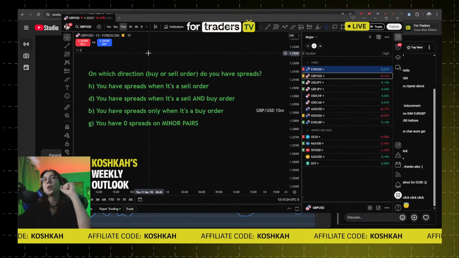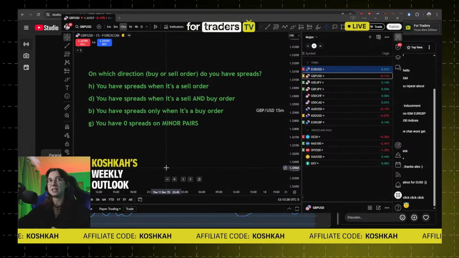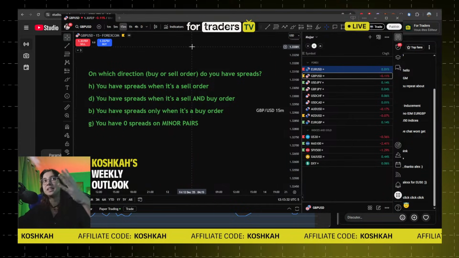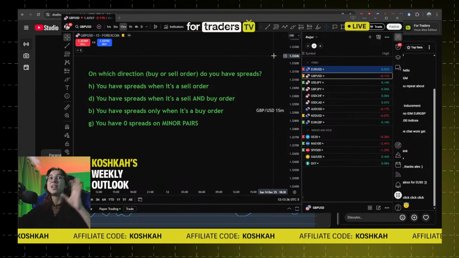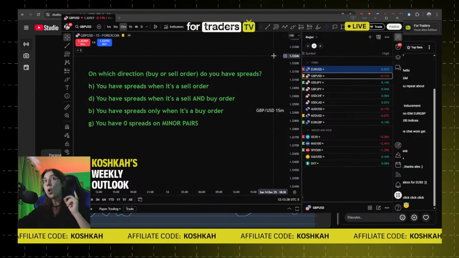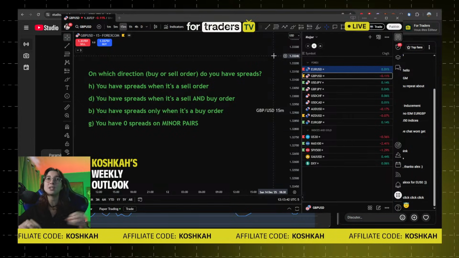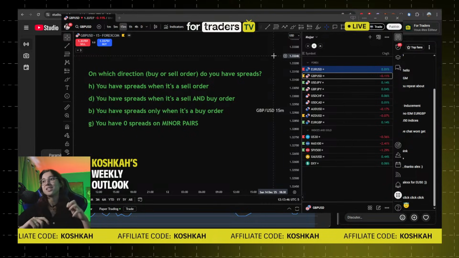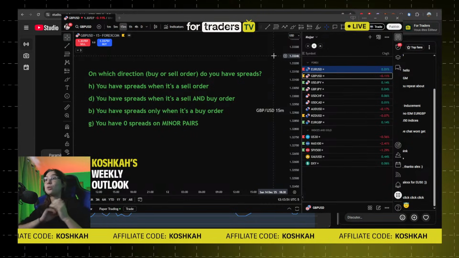On which direction, buy or sell order, do you have spreads? We talked about it. So is it H, you have spreads when it's a sell order? D, you have spreads when it's a sell and a buy order? B, you have spreads only when it's a buy order? Or G, you have 0 spreads on minor pairs? So what is the right answer? Is it H, D, B, or G?